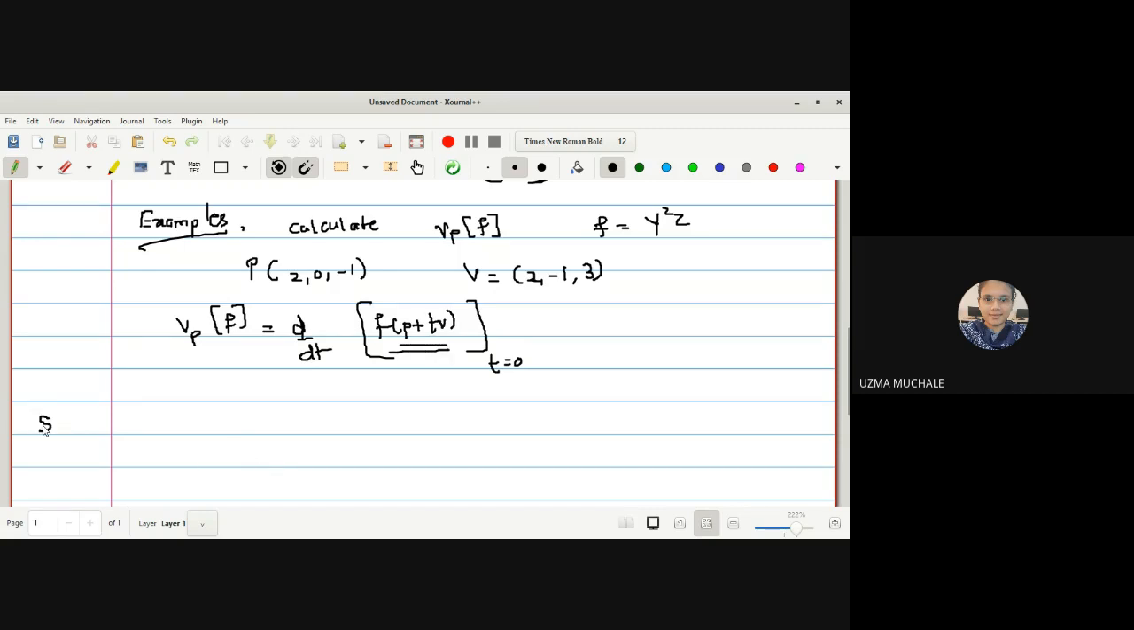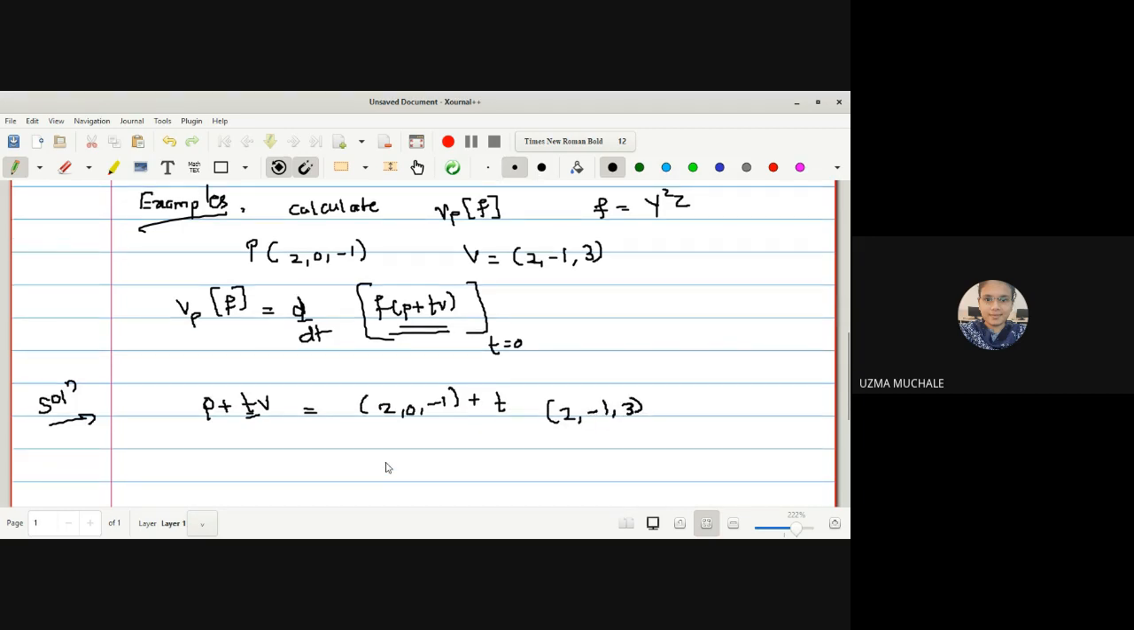So let us go for the solution. First we will find p plus tv. t is some scalar lying in some particular interval, which we can call a parameter. P is given to you. What is p? (2, 0, -1) plus t times the value of v, which is also given: (2, -1, 3).